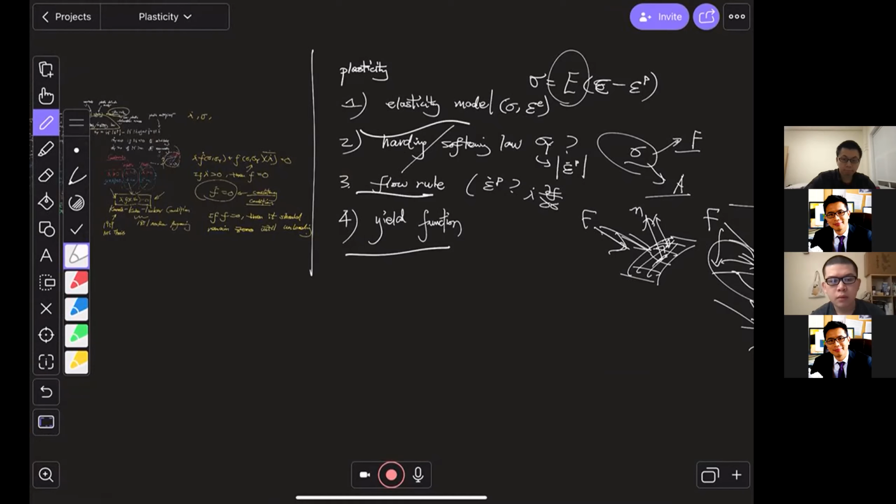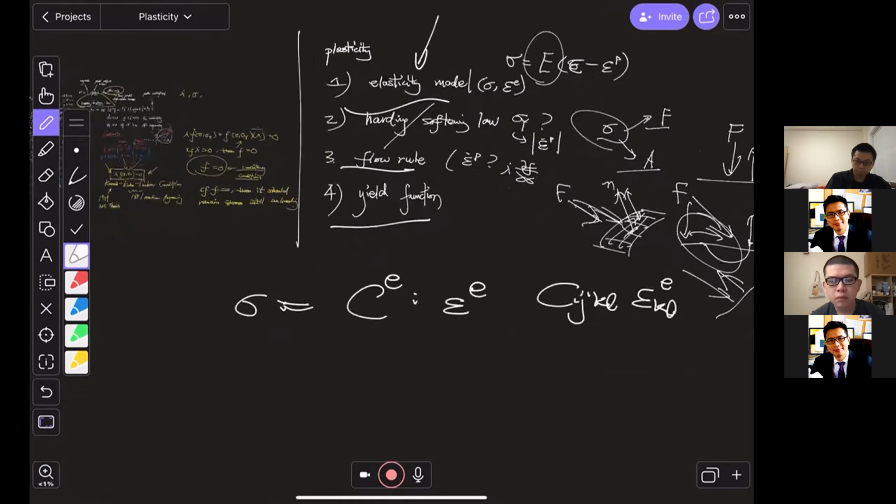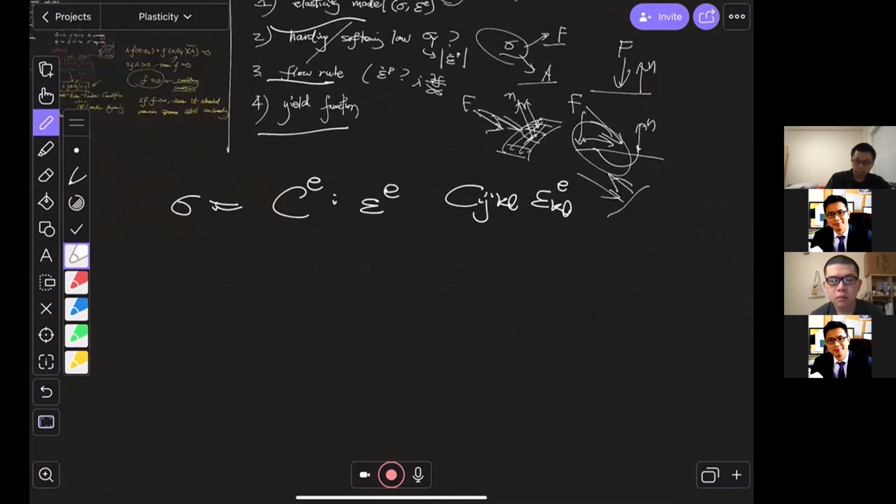In 3D, everything will change. Your elasticity model, instead of this, I will write as C double dot epsilon, and that would be elasticity. The double dot means C_ijkl epsilon_kl, so this is a fourth order tensor. We would need to tell you what tensor calculus is, but we can go over that later.